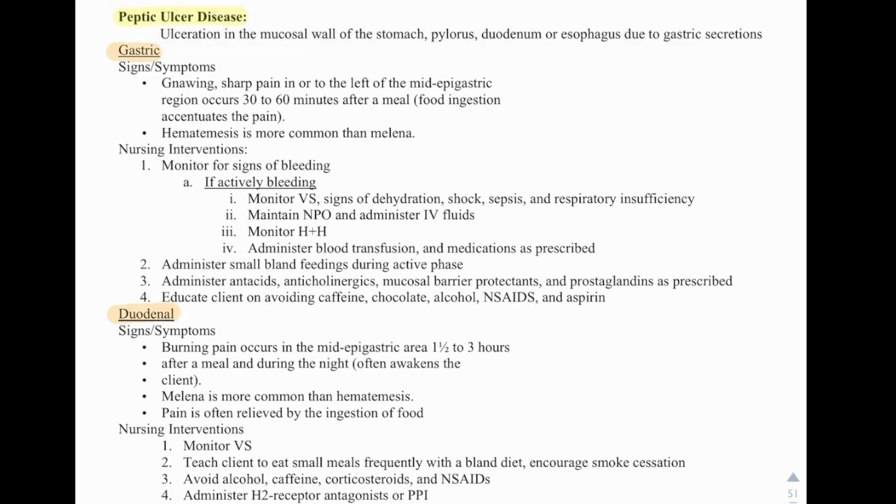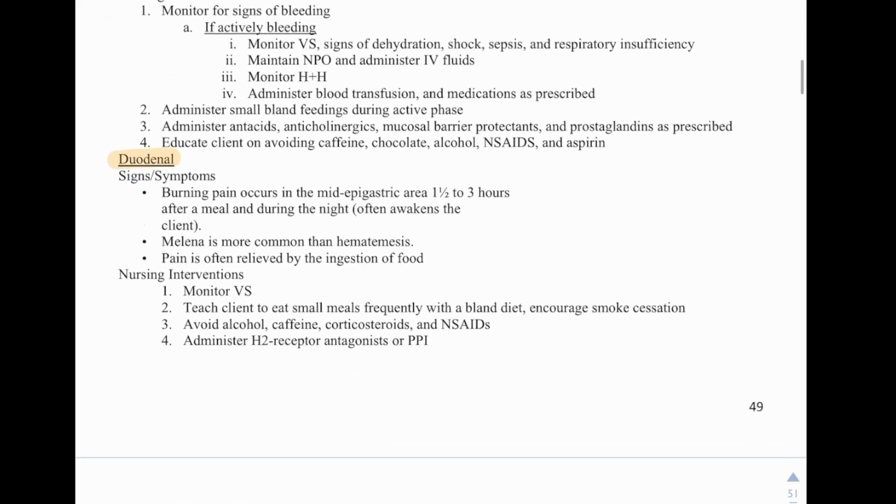Now, if it's in the duodenal area, we're going to see things like burning pain that occurs in the mid-epigastric area 1.5 to 3 hours after a meal that often awakens the client at night. They may have dark colored stool from blood passing in the stool, more so than coughing up blood, and pain is often relieved by the ingestion of food. Nursing interventions: monitor vital signs, teach them to eat small meals frequently with a bland diet, encourage smoking cessation, and administer H2 receptor antagonists or PPI.